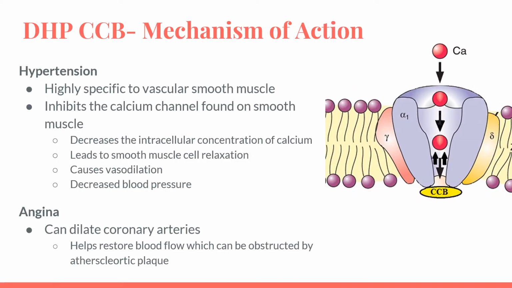There are two ways DHP calcium channel blockers work. They reduce blood pressure and, on a lesser scale, help with angina. They are highly specific to the vascular smooth muscle found in the body. They inhibit the calcium channels, which decreases the intracellular concentration of calcium. This leads to smooth muscle cell relaxation, which causes vasodilation. This ultimately reduces blood pressure. DHP calcium channel blockers can also dilate coronary arteries. When coronary arteries are obstructed by atherosclerotic plaque, it can cause chest pain. But since calcium channel blockers cause vasodilation, they help restore the blood flow.